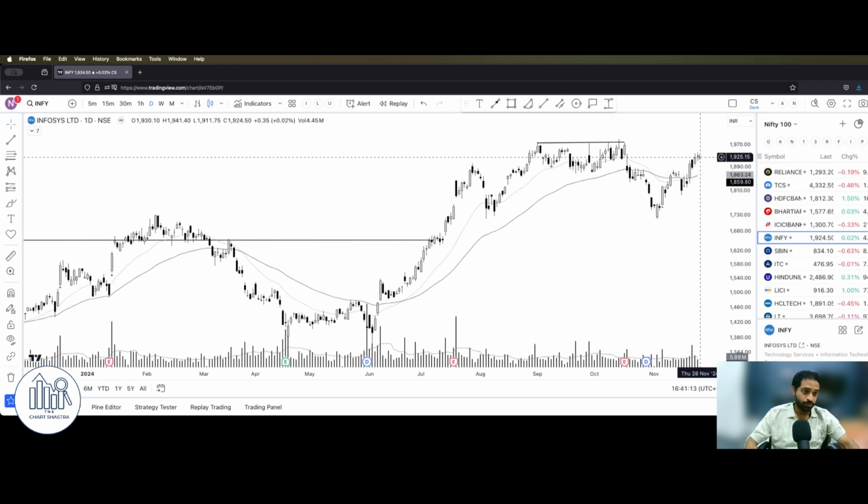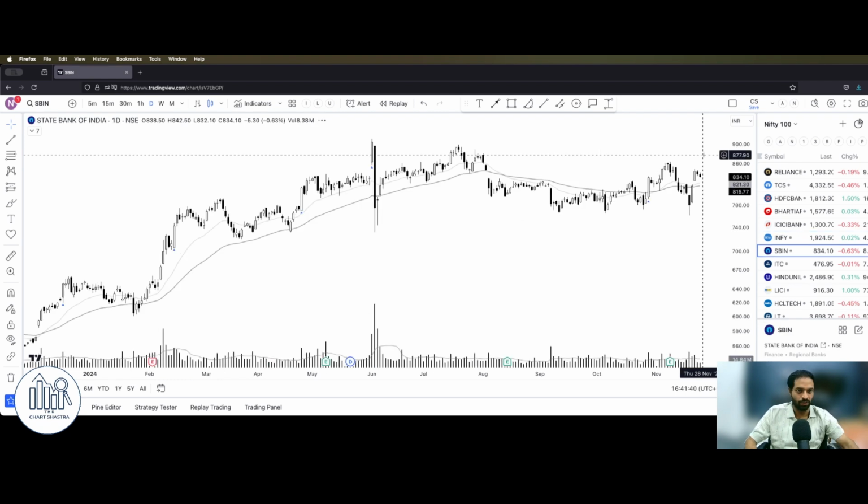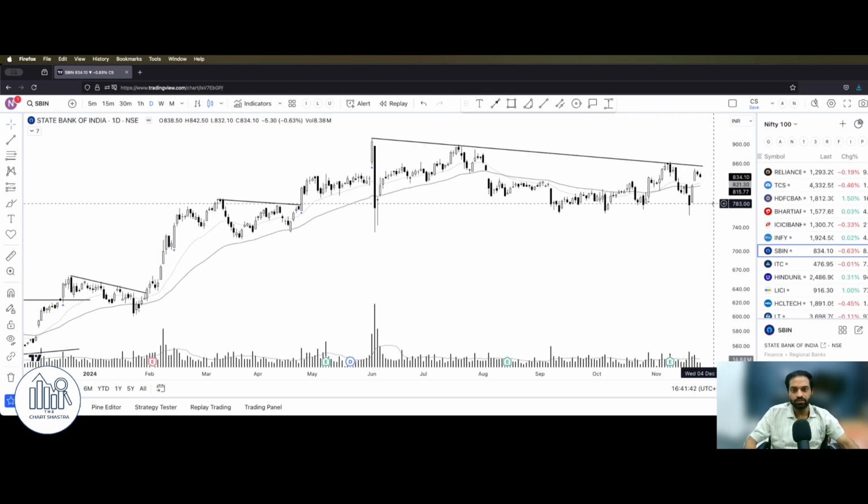When it comes to Infosys, we have seen a sharp fall here, but suddenly there was quick buying. This was around when US President Trump was elected, and suddenly money started flowing into the IT stocks. That's why we are seeing a quick recovery in IT. If you remember, the same thing happened with TCS, and you would see it in the coming stocks as well. Let's look at State Bank of India.